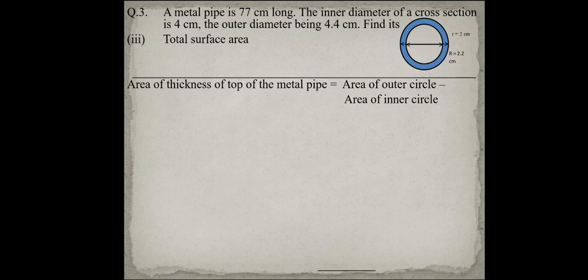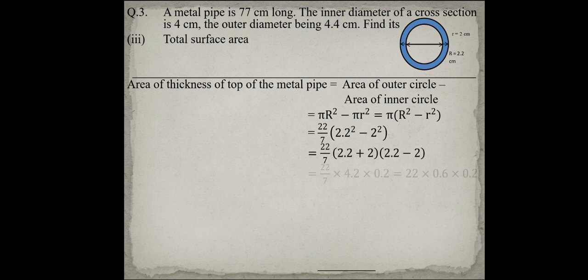So now here also we will find out area of outer circle minus area of inner circle, that is the area of thickness. So area of outer circle is pi R square and inner circle minus pi r square. Capital R is the outer radius, small r is the inner radius. So put the values here: 22 upon 7 into 2.2 square minus 2 square. 2.2 is the outer radius and 2 is the inner radius.